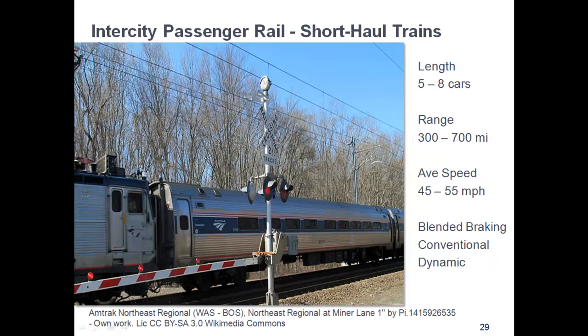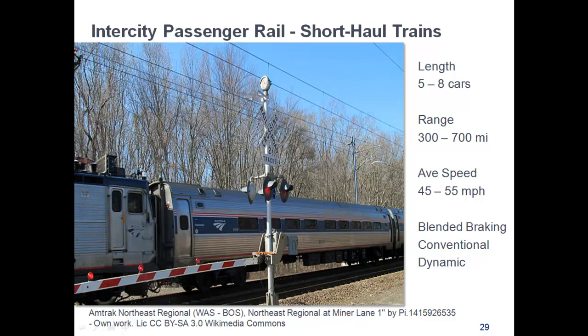The characteristics of short-haul intercity passenger trains are these. The length is more typically in the 5 to 8 car category. Range is 300 to 700 miles with stops every 10 to 50 miles, and it can vary widely. Speeds are averaging anywhere from 45 to 55, with a maximum of 79, although the Northeast Corridor maximum is 125. Where these trains typically cruise at these speeds.